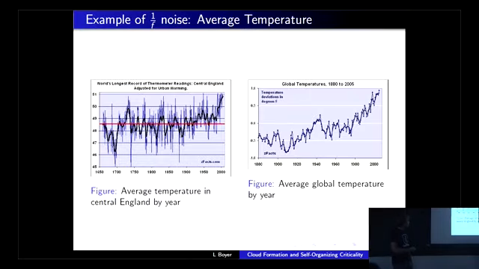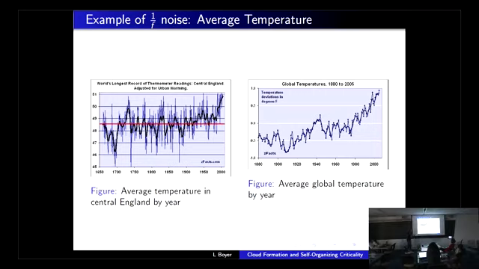Another is the average temperature. These aren't the same: one's the global temperature and one's the temperature in England. But what you'll see is that even though there's more data here, because this is twice as long a time period, things go on at this scale. You can see a gradual increase, and things go on at half the scale. And if you couldn't see the numbers, you'd have no way of knowing which is which, and that's because it's 1/f noise, basically.